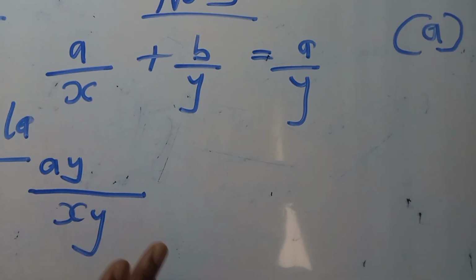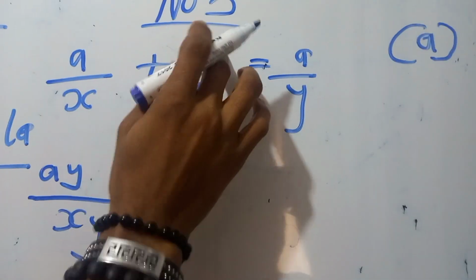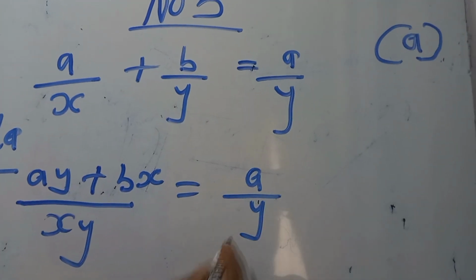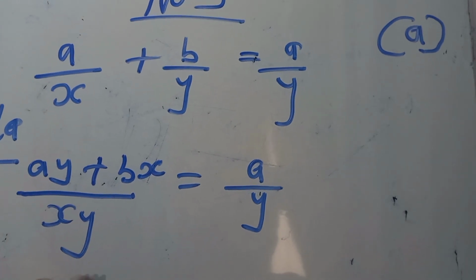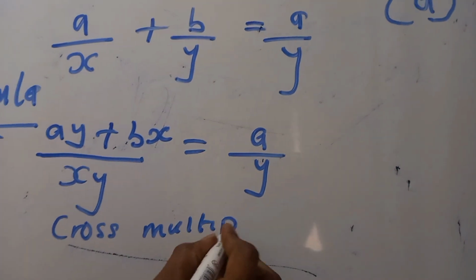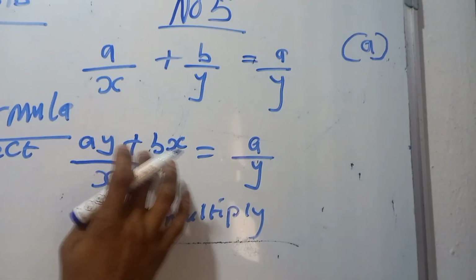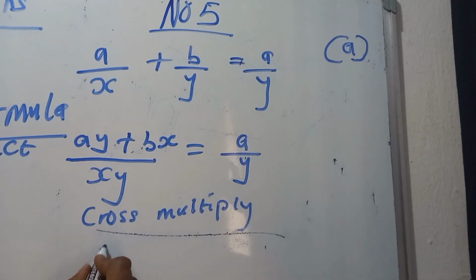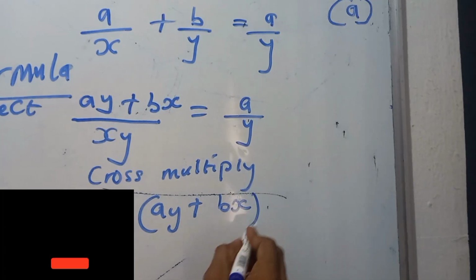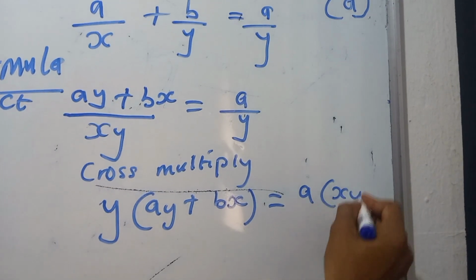This is not like a normal math addition of fractions. Y divided by y is x. X times b is bx, equals a over y. So the next thing is I cross multiply, which means this times this and this times this. So being that y bracket ay plus bx equals a times bracket xy.